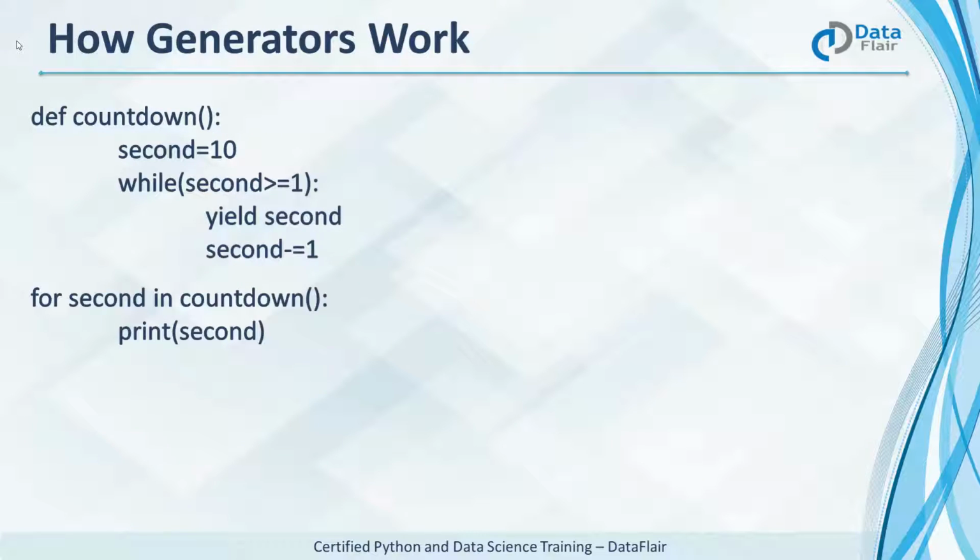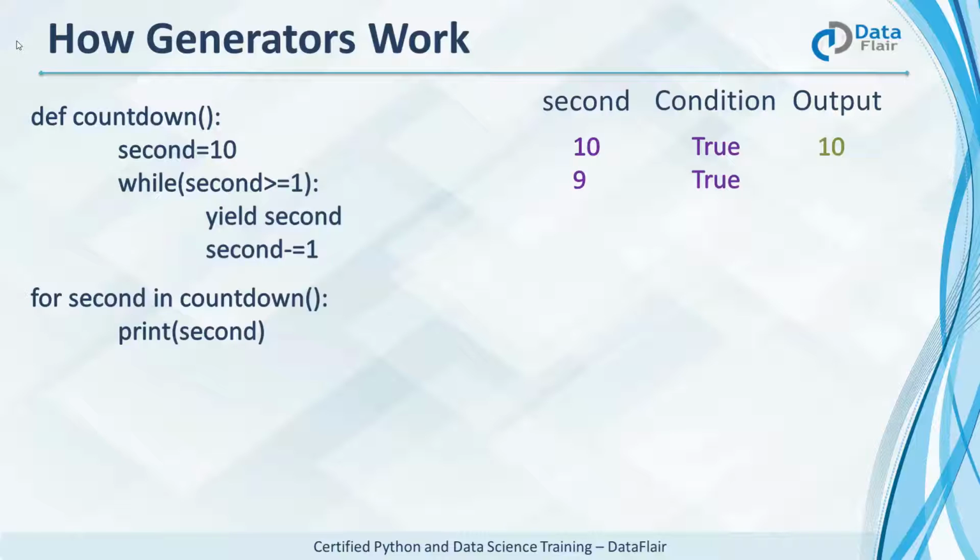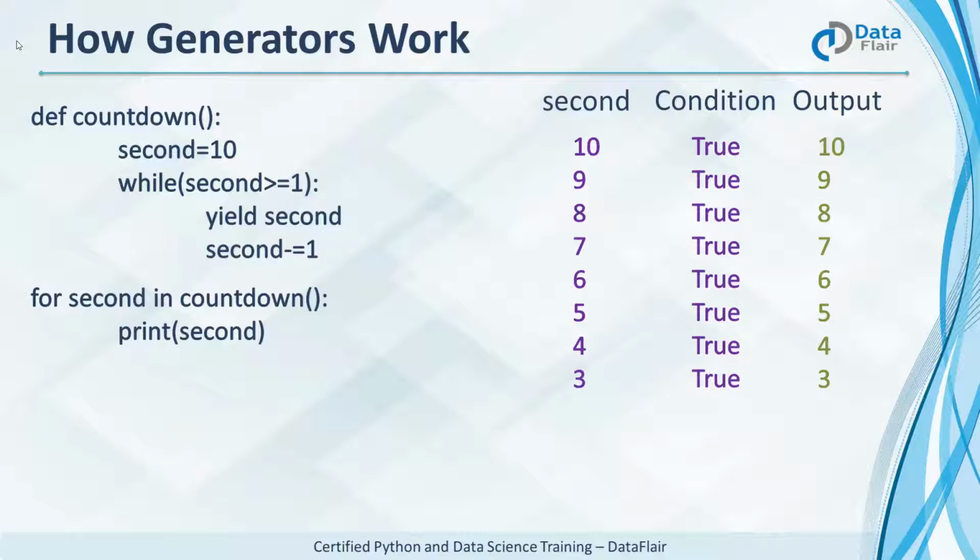Let's see why this works. Let's do a dry run. The condition is whether second is greater than or equal to 1. Second is 10, so the condition is true. So it prints 10. And second is now 9. Again the condition is true. 9 is printed. And second is now 8, and this goes on.